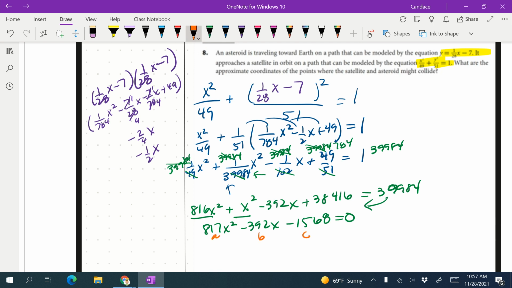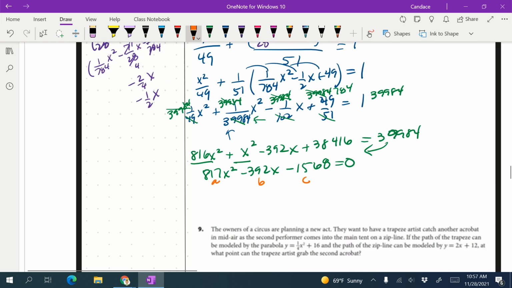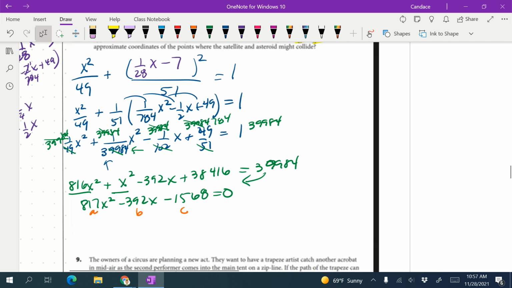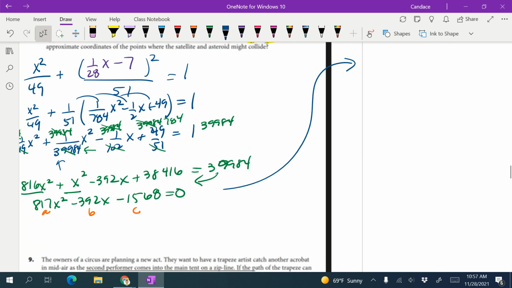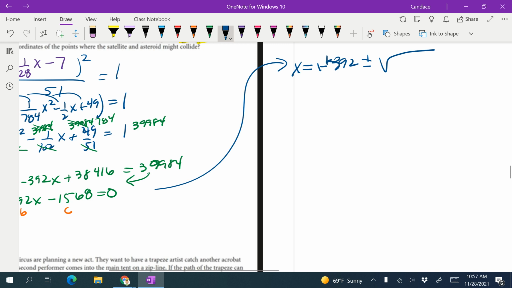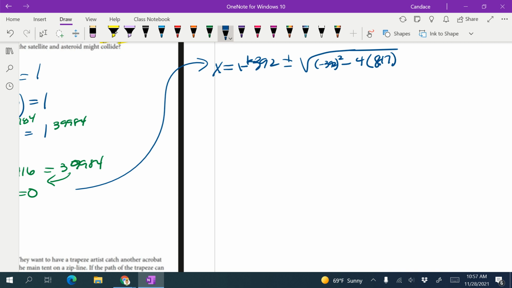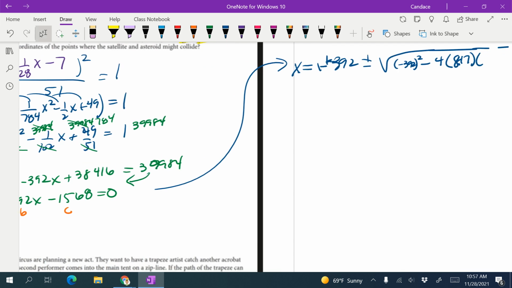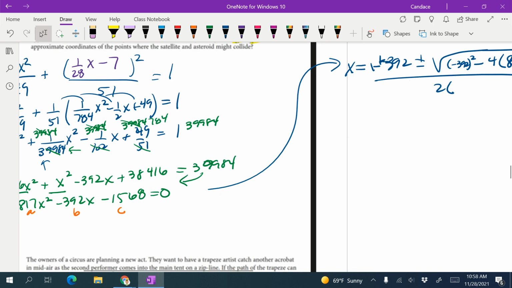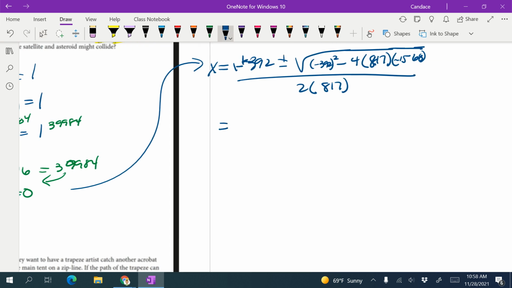Now it's something where we can put it into the quadratic formula. So there's my A, my B, and my C. Double checking to make sure my numbers are right. They are. Oh, I'm out of space here. Hopefully you wrote a little smaller than I did. All right, so I'm going to move my work off to the side here. So x equals negative b, so negative 392, which is going to go positive, plus or minus the square root of negative 392 squared minus 4 times my a value, which was the 817, times my c value, which was negative 1568, all over 2 times my a value again of 817. And again, we're going to use Desmos in this case to help us finish this off.